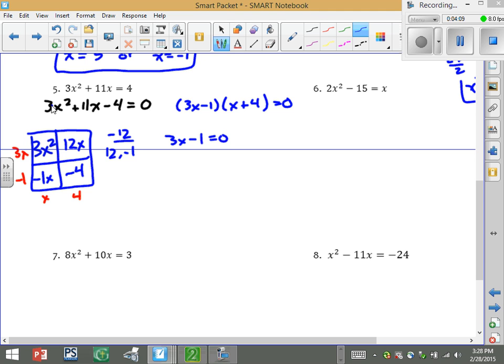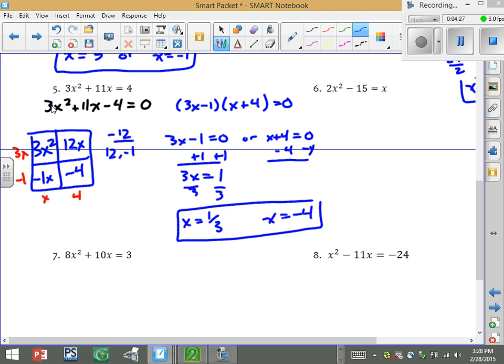3x minus 1 equals 0, or x plus 4 equals 0. So add 1 to both sides over here. 3x equals 1. Divide both sides by 3, so x equals 1/3. So it's okay to get fractions. Or when you subtract 4 from both sides, x equals negative 4. Either one of those should work.